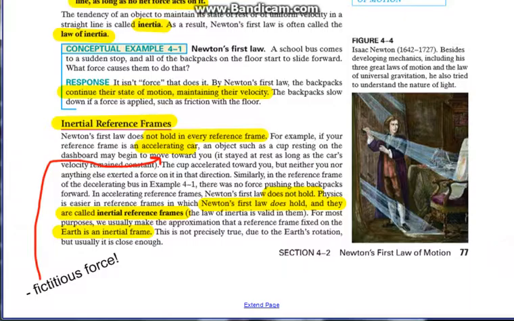Quite often, and in that video, these are called fictitious forces when we have acceleration coming into play. So Newton's first law does not hold for accelerated frames of reference. Physics is easier in reference frames in which Newton's first law does hold, and they are called inertial reference frames. For most purposes, we will make the approximation that a reference frame fixed on the Earth is an inertial frame. So it's moving at a constant velocity, or it's simply not moving at all with respect to something else. It's just the accelerating reference frames where we have wacky things happen.